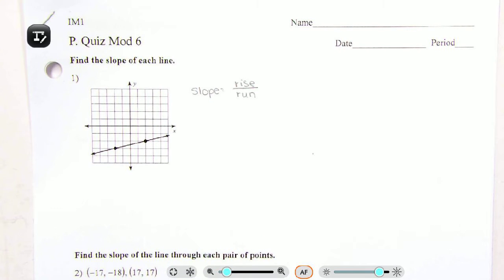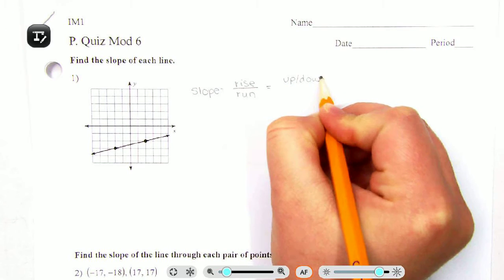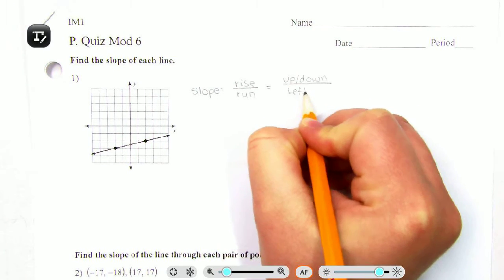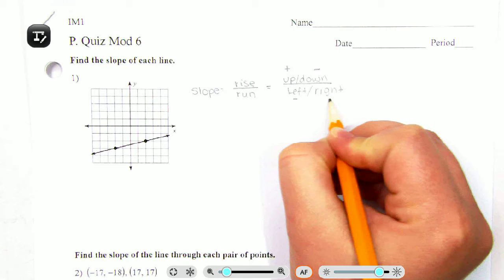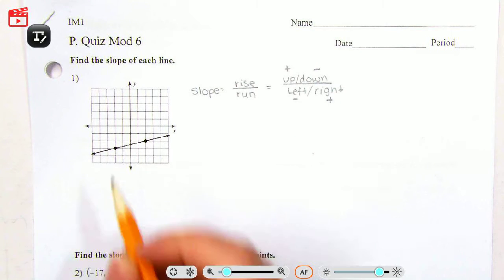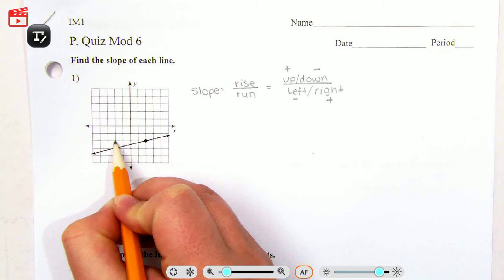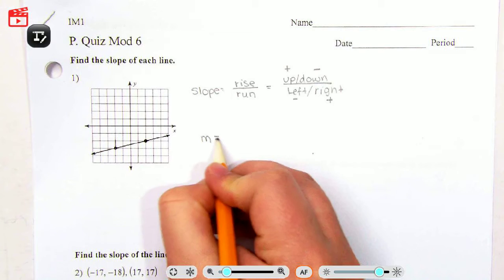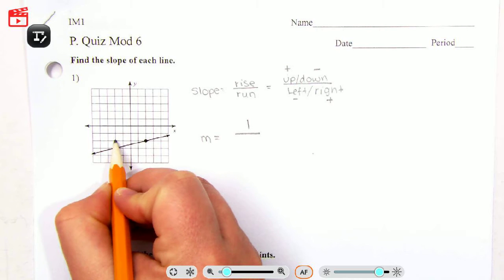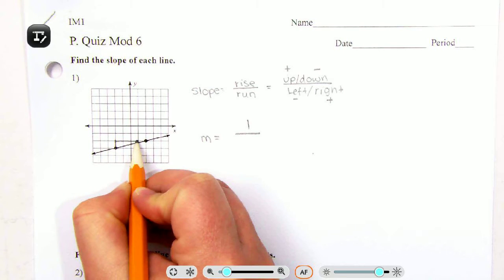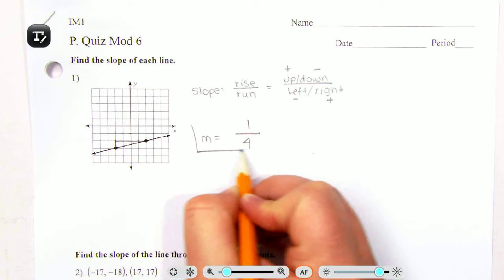I'm going to choose to do just rise over run, which means we either have up or down, left or right. Now remember, up is positive, down is negative, left is negative, right is positive. I'm going to choose a point. I'm going to choose this point. You can choose either point, one or the other. Now I'm going up 1, so my slope is up 1. I'm going up, meaning it is positive. And I'm going to the right, 1, 2, 3, 4 jumps. 4 jumps to the right, and the right is positive. Therefore, my slope is 1/4.